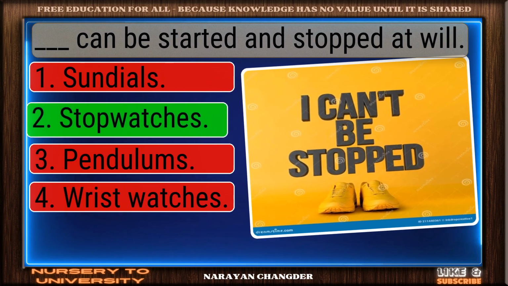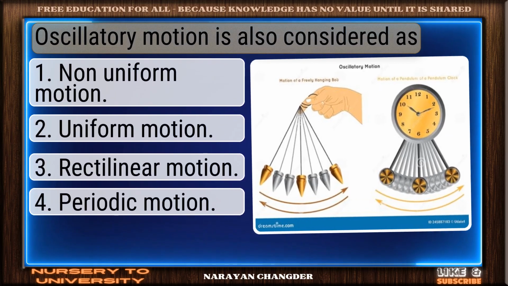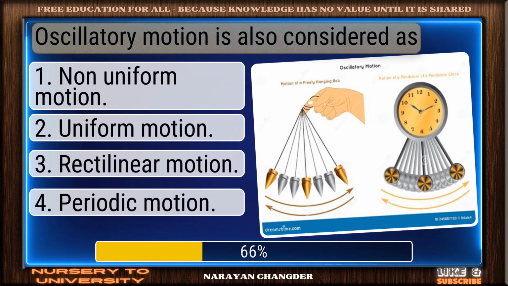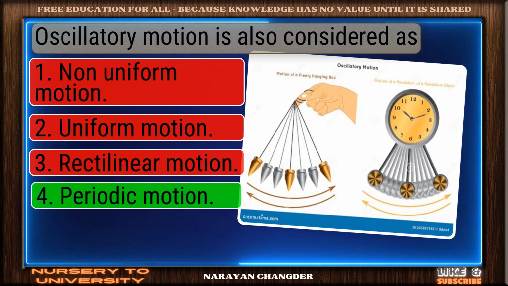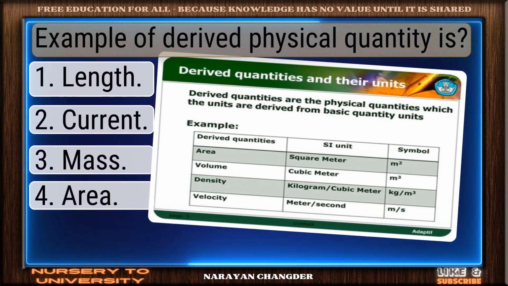Great job. Stopwatches is the accurate answer. Question number 90. Oscillatory motion is also considered as? Great thinking. Periodic motion is the right choice. Question number 91. Example of derived physical quantity is?